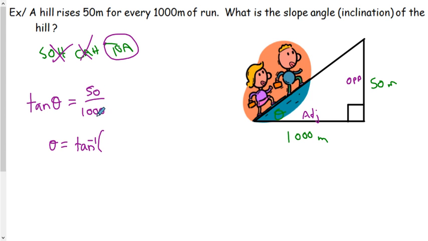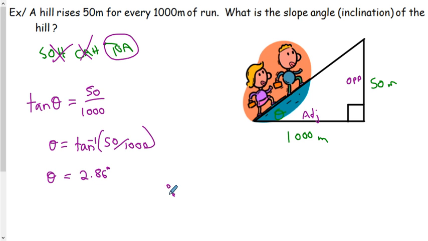Now I could go 50 divided by 1,000 and just get that decimal or that number and plug it in here. But instead, to make things easier and quicker and more exact, I'm just going to, in my calculator, do 50 divided by 1,000. Okay, and so I'm going to end up with an angle of, well, it's a really tiny angle. I'm going to go to a couple of decimal places here because it's such a small angle, 2.86 degrees. It's really tiny.